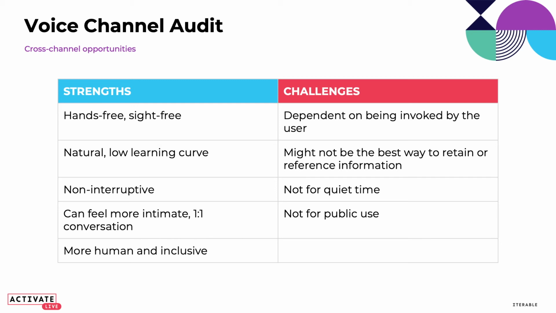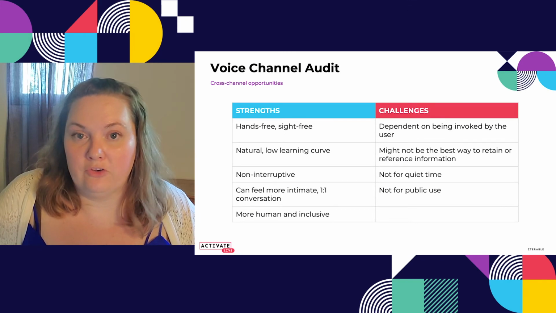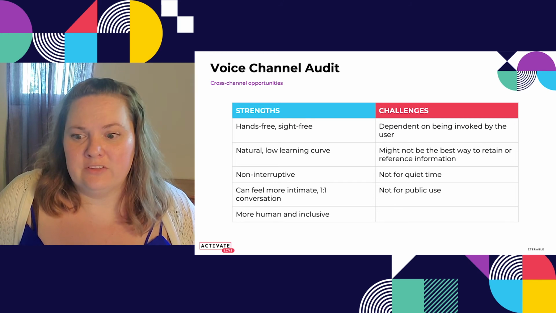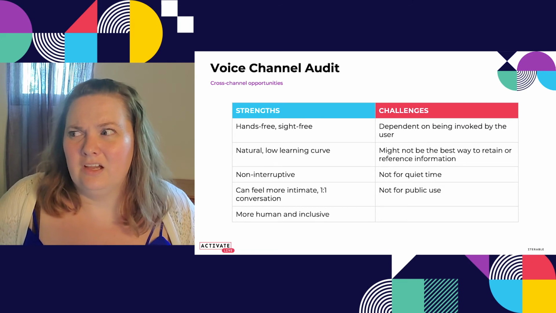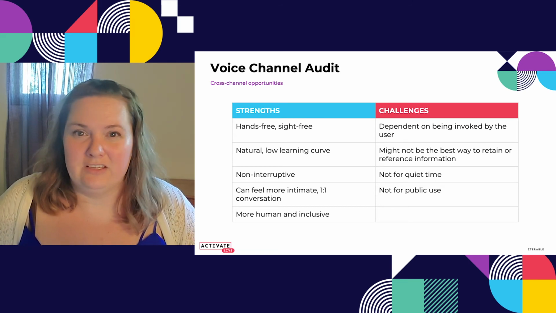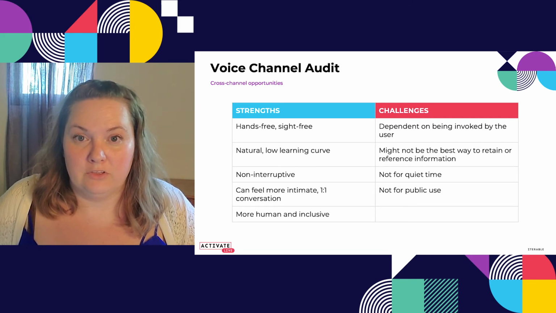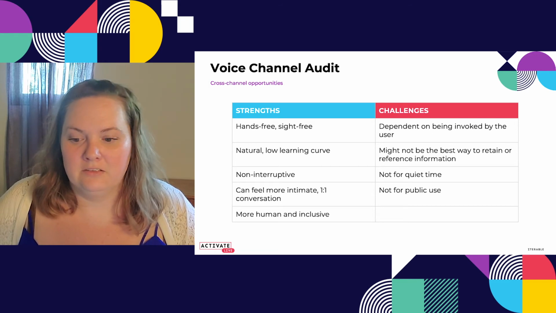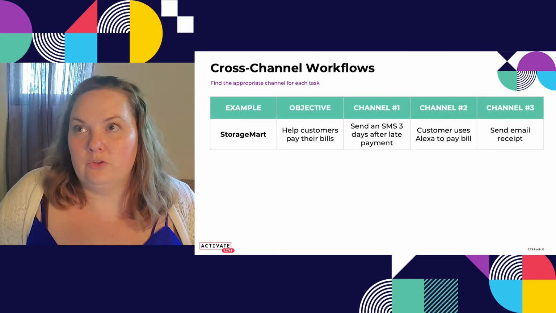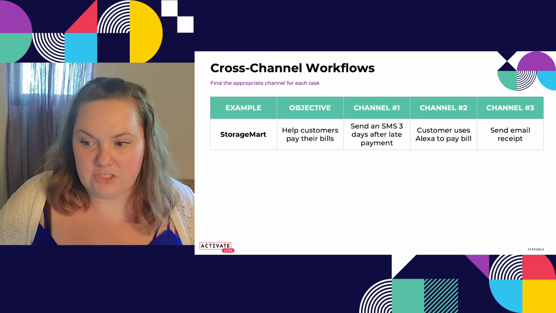Some of the challenges are that for the most part, the voice interaction is dependent on being invoked by the user. So for the most part, you're not pushing out voice prompts to people. You have to wait till they're ready and they ask for what they want. And voice might not be the best way to retain or reference information depending on what it is, like graphs or a lot of information or lists. There's some limitations around if the area needs to be quiet. Maybe it's not appropriate to be interacting with a voice assistant, or if you're in a public place, maybe that's not appropriate either. So with those things in mind, thinking about finding the appropriate channel for each task.